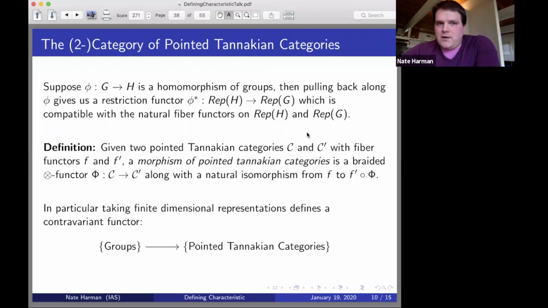And that's functorial in the sense that a homomorphism of groups gives us a morphism of pointed Tannakian categories. All right, so that's what I mean by the category of pointed Tannakian categories. So this is the setting in which this theorem lives, this statement about co-equalizers.